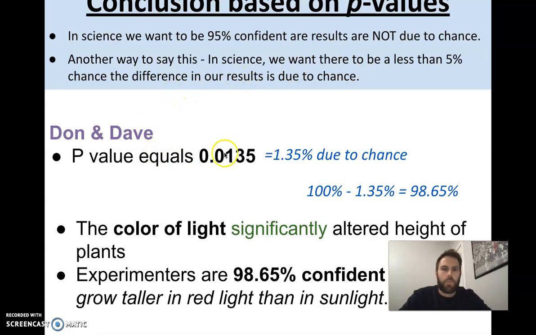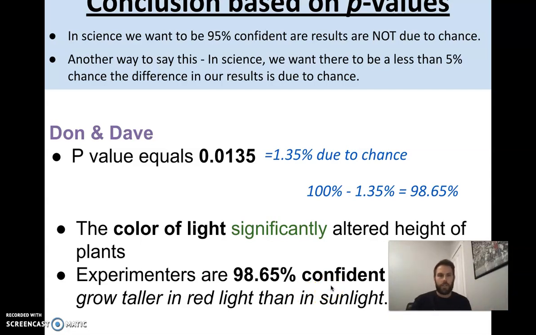So Don and Dave, their p-value equals 0.0135. Remember, that's a decimal, so 1.35%. What that means is that there is a 1.35% chance that the difference that we see between that 5 and 6 is actually due to chance. So that's pretty good. We could almost flip that around, and we could say, let's say 100% minus that 1.35% equals 98.65%. That actually gives us our confidence. So this bottom part right here, the experimenters are 98.65% confident that the plants grow taller in red light compared to sunlight. So it's kind of just a different way to explain it.